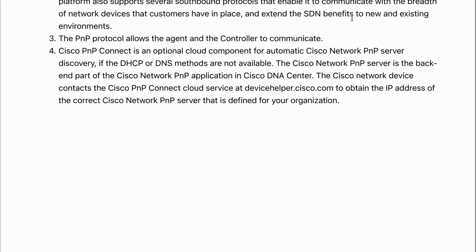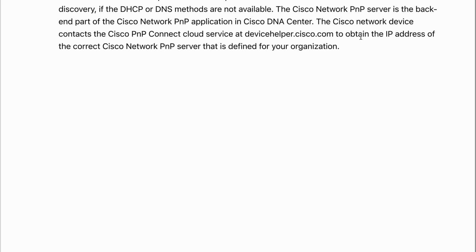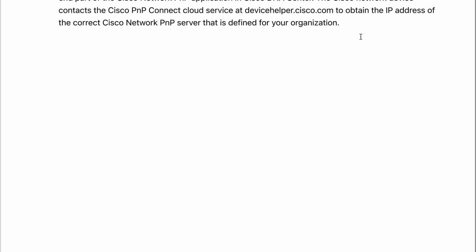Cisco DNA Center is the Cisco SDN controller for enterprise networks. The platform hosts multiple SDN applications that use open northbound REST application programming interfaces, APIs, that drive core network automation solutions. The platform also supports several southbound protocols that enable it to communicate with the breadth of network devices that customers have in place, and extend the SDN benefits to new and existing environments. 3. The PnP protocol allows the agent and the controller to communicate.